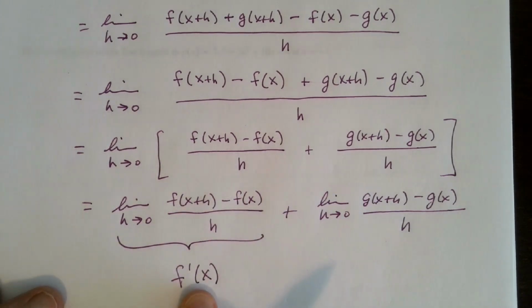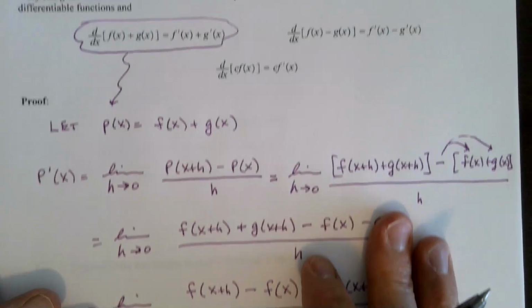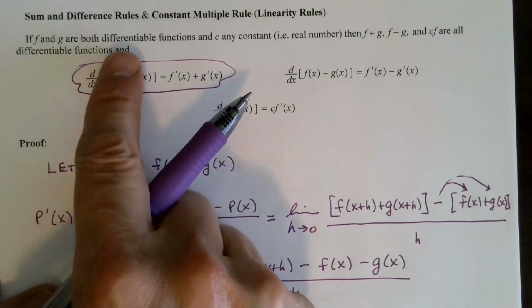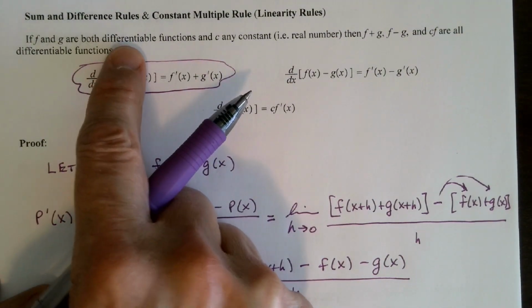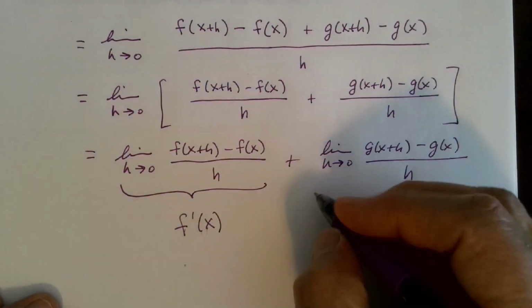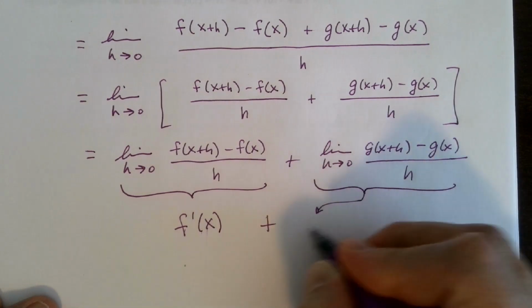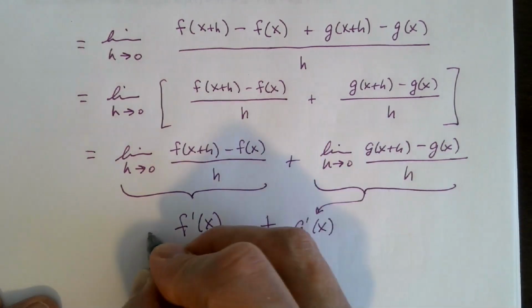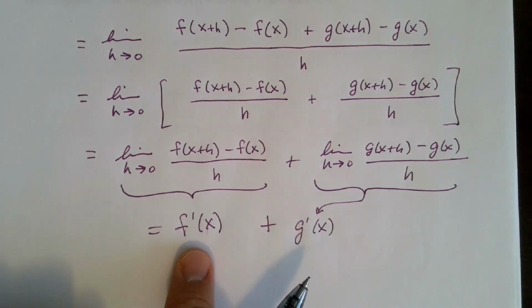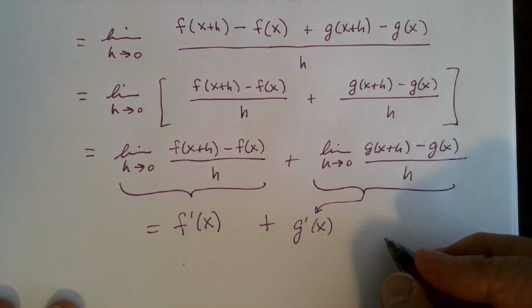How do I know that f prime of x even exists, though? Well, because we were told what? That the functions f and g, they're both what? Differentiable. So because they're differentiable, I know f prime exists. That limit always exists. That's the definition of f prime. This is the definition of what? G prime. And so we get exactly what we said we were going to get. The derivative of the functions f of x plus g of x, the derivative of the sum of the functions, is equal to the sum of their derivatives. And that's the proof.